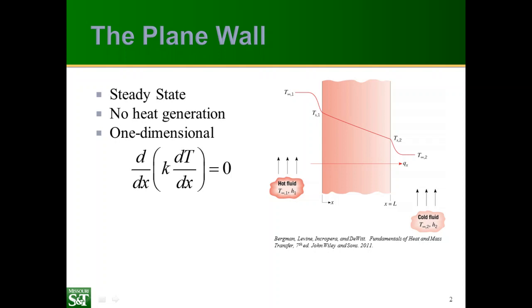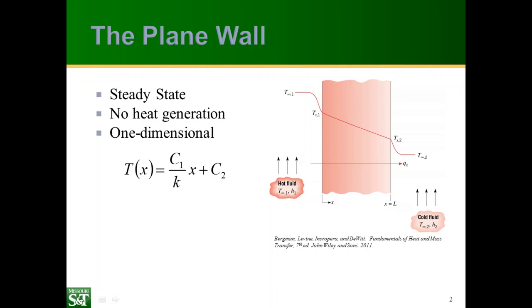Now, we have to solve this equation by integrating twice. So when we integrate twice, we end up with two constants of integration, and this is the result. The temperature here is equal to some ratio between a constant and thermal conductivity times the x position plus another constant, which means that the temperature distribution here is linear. This is what we get for what we call a plane wall. It's basically infinite in the y and z directions, but it has a thickness in the x direction.